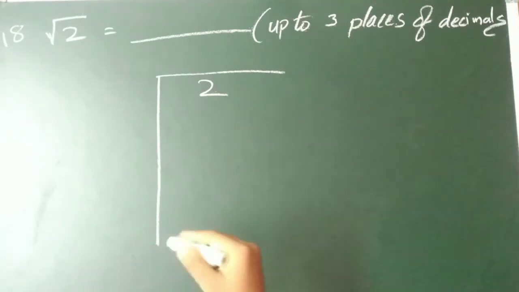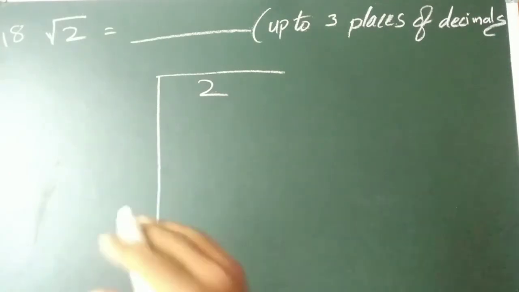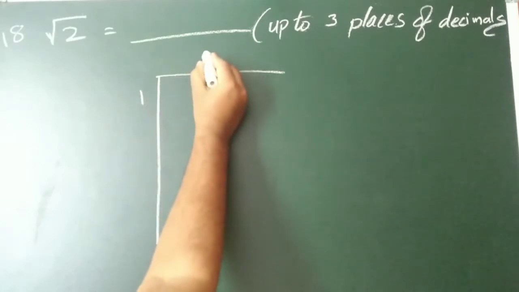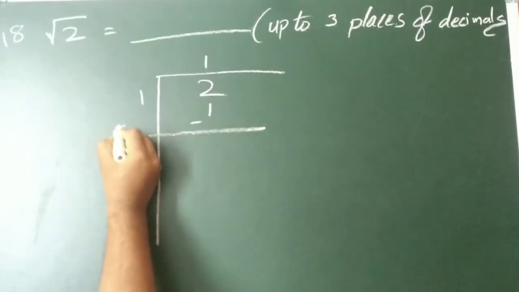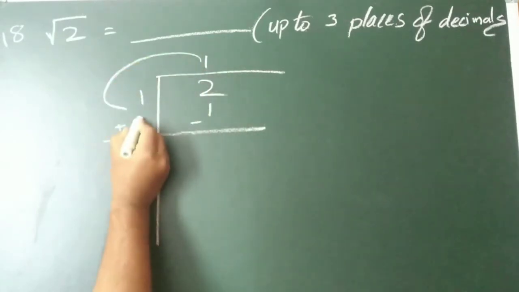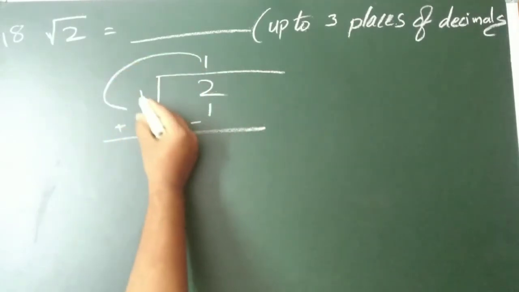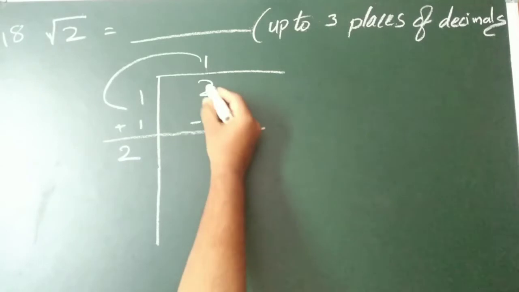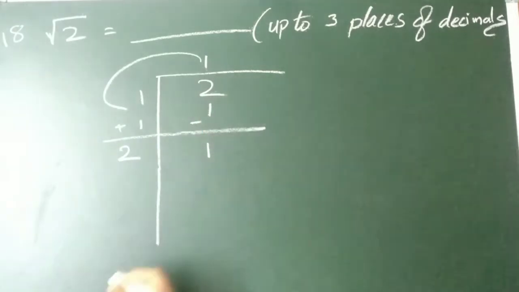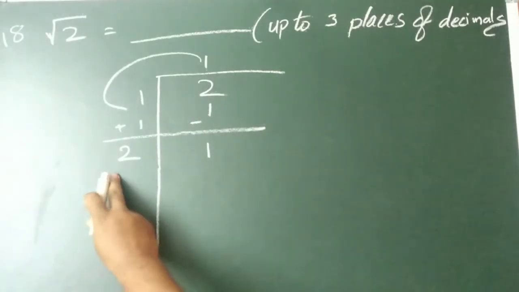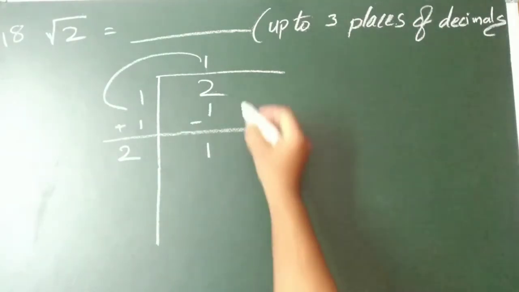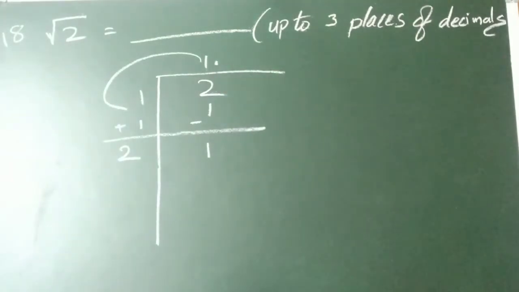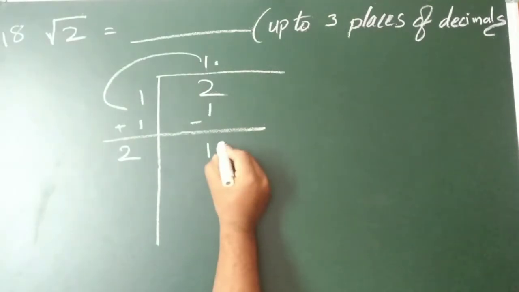Remember that for 2, 1 times 1 is 1. Here subtraction, here plus: 1 plus 1 is 2, and 2 minus 1 is 1. See, the divisor is more and the dividend is less, so then I can keep the decimal place. If I keep the decimal place, then I can place here the 2 zeros.